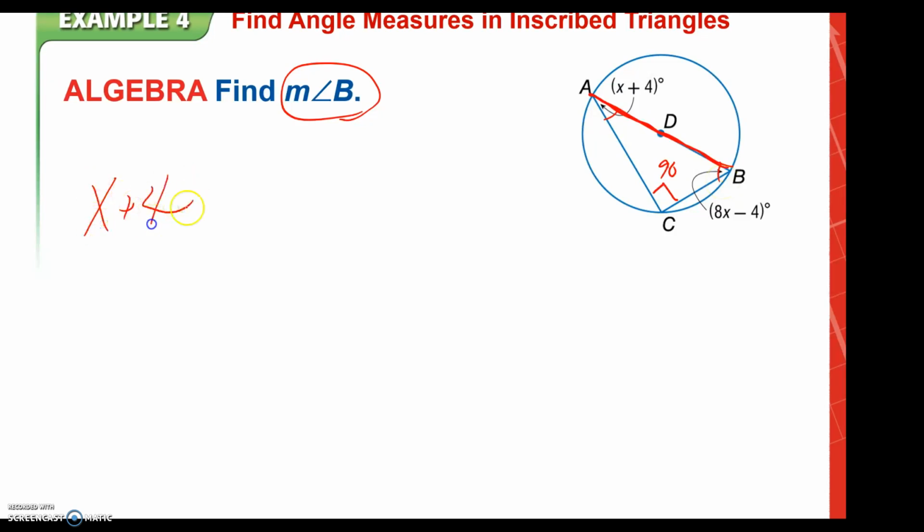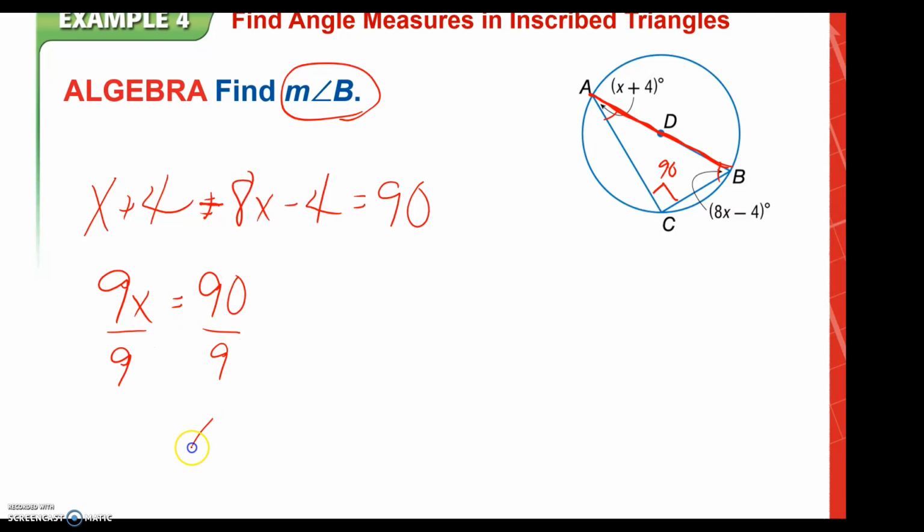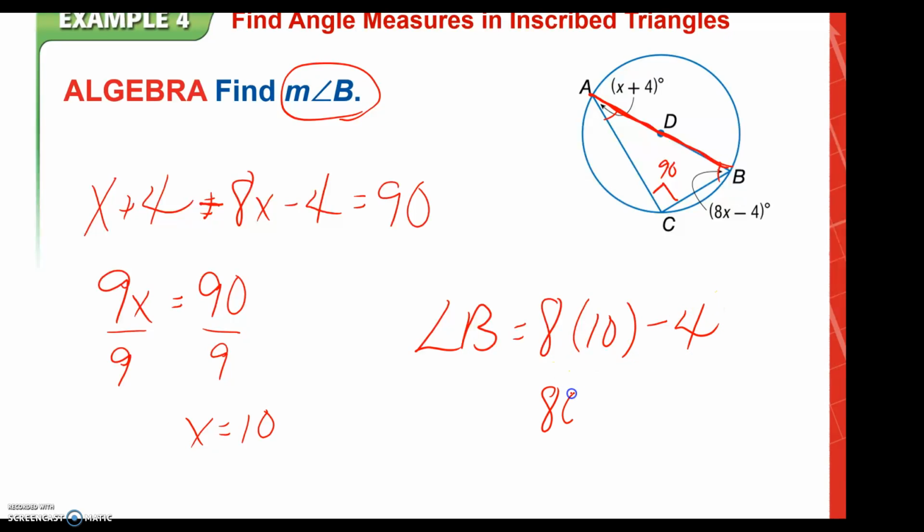So x plus 4 plus 8x minus 4 equals 90. So 9x equals 90. Divide by 9. X equals 10. So B equals 8 times 10 minus 4. So 80 minus 4 is 76. So these angles aren't equal because they don't have the same arc, because this intercepted arc is AC and this intercepted arc is BC. But the arcs add up to be 180, so these angles add up to be 90, half that arc.